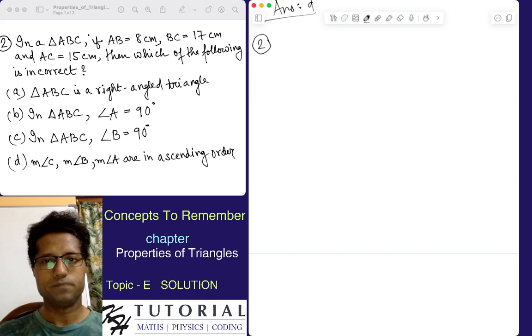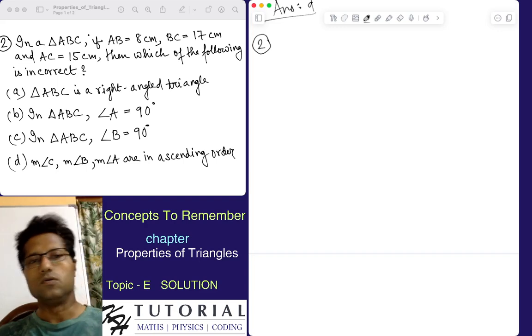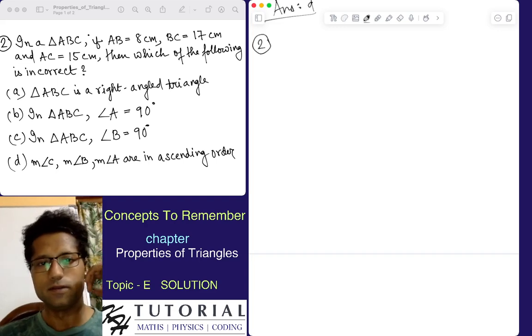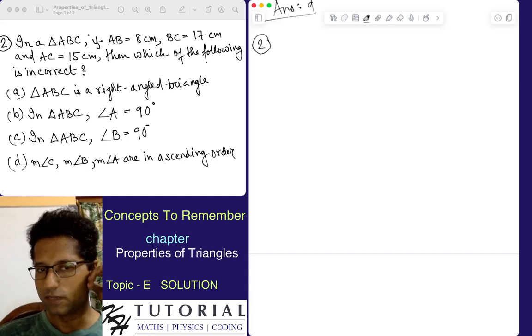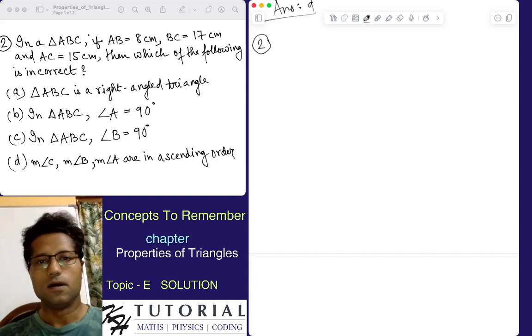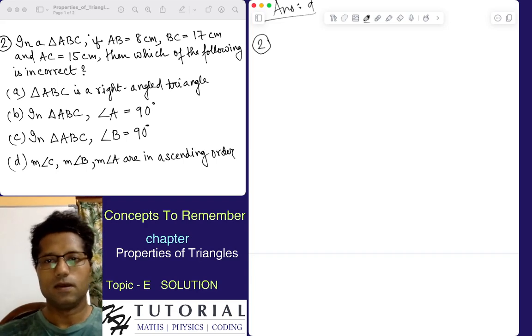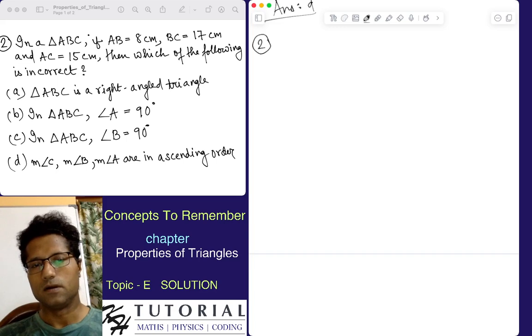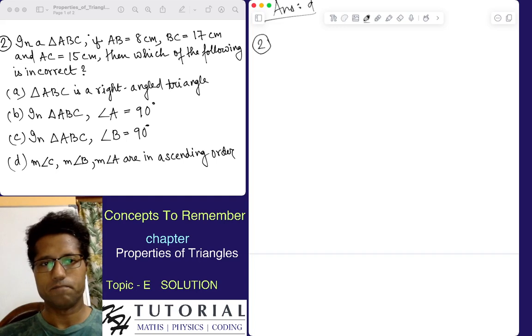Okay, so let's see what A is saying. A is saying triangle ABC is a right angle triangle. Now, if the lengths of the sides of a triangle are given and it is asked whether it is right angled or not, we will verify, since in a right angle triangle the longest side is the hypotenuse. So in this triangle ABC, the longest side is BC. So we are checking whether A is correct or not.